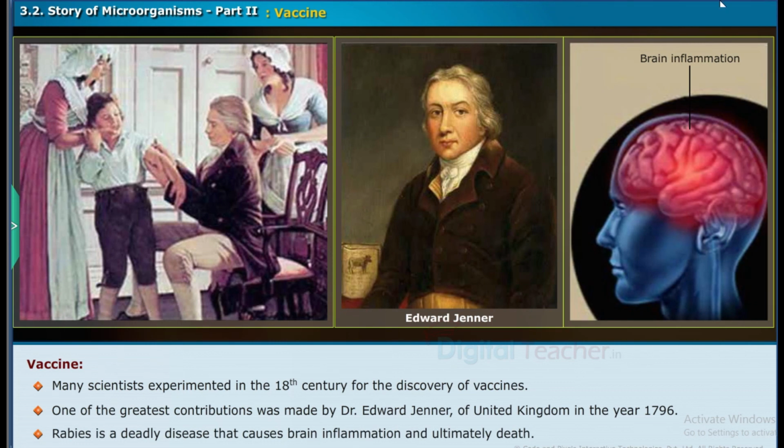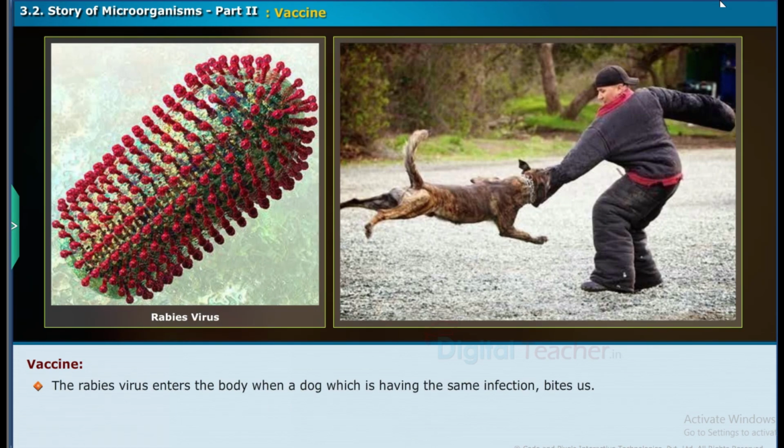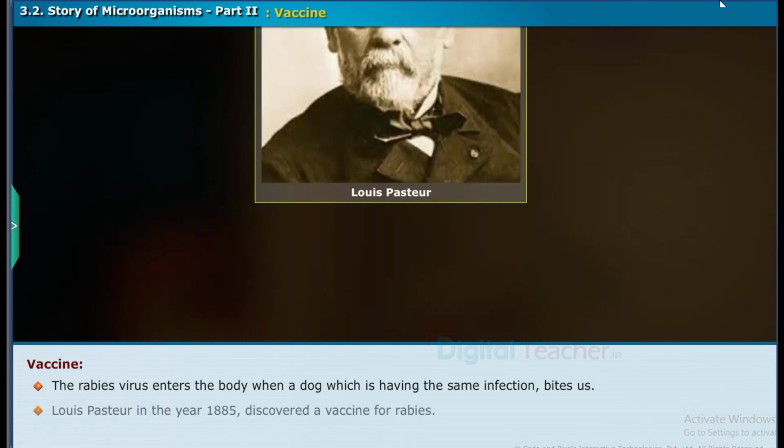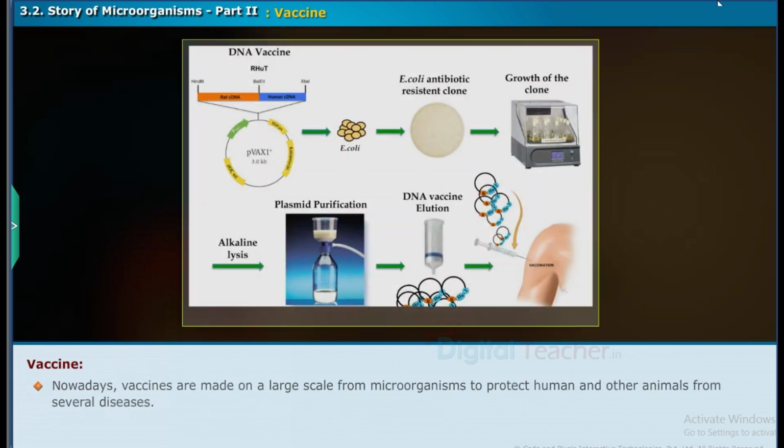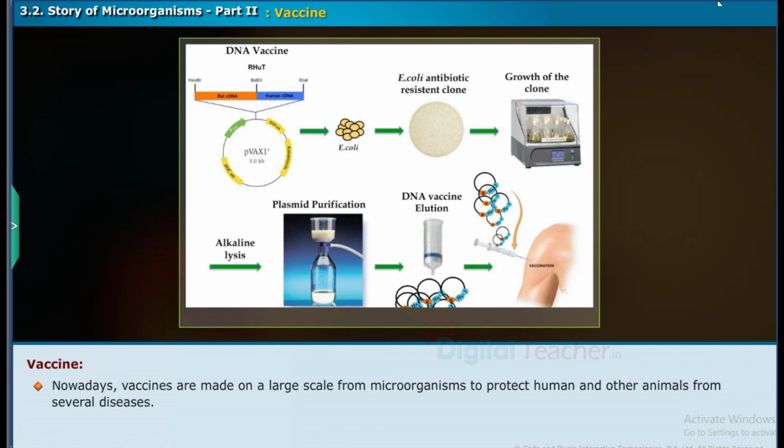Rabies is a deadly disease that causes brain inflammation and ultimately death. The rabies virus enters the body when a dog which is having the same infection bites us. Louis Pasteur in the year 1885 discovered a vaccine for rabies. Nowadays, vaccines are made on a large scale from microorganisms to protect human and other animals from several diseases.